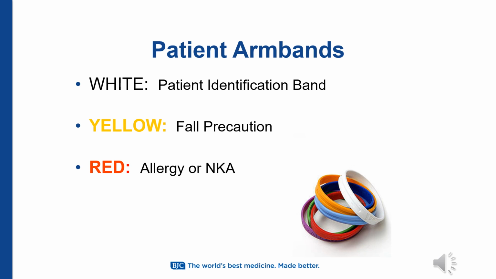Patient armbands may be different colors such as white for a patient identification band, yellow for fall precautions, or red for allergy or no known allergies. Armband colors may not be universal from institution to institution, and any patient transferred from another institution requires a new armband be placed.